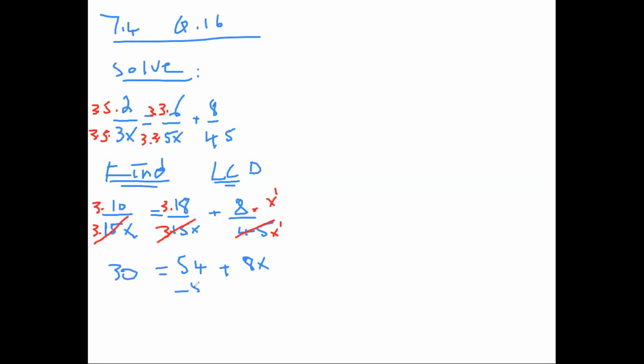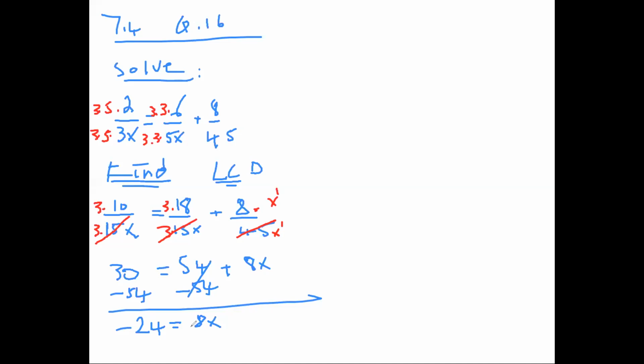Now we can do negative 54. We want to isolate the x. That cancels. We have 8x, and this is negative 24. What is the final step to get the x? You gotta divide by 8, 24 by 8 and 8 by 8. That's right, leave the x alone. We want to cancel the 8, so we're going to divide by 8. x equals negative 3.